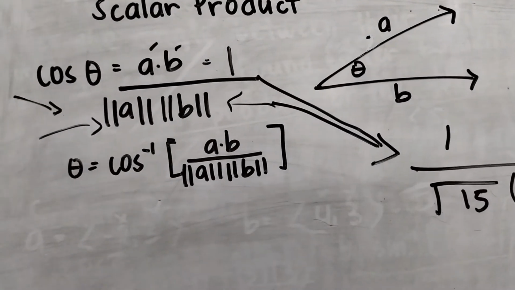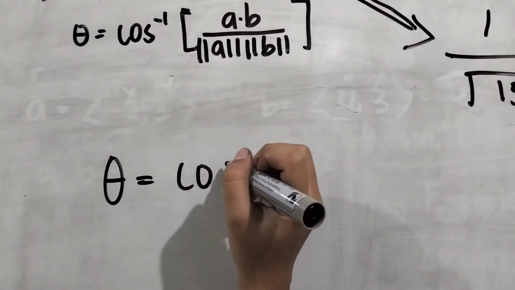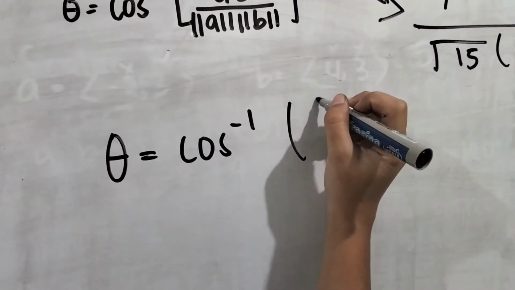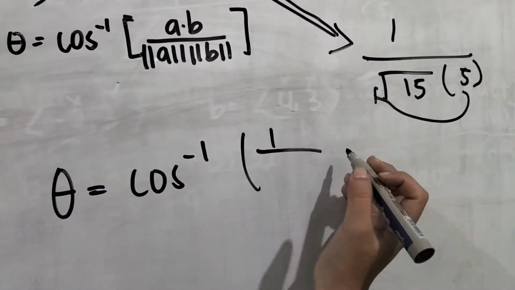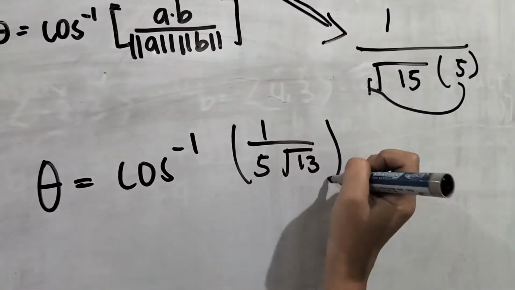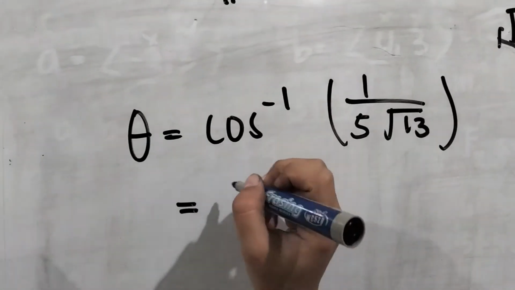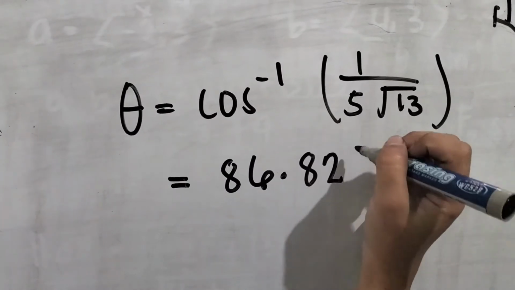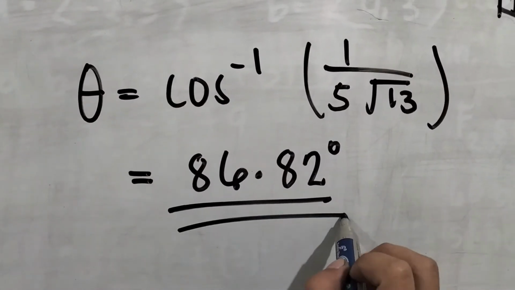So that we can solve for the angle theta, we will use this formula, cosine inverse of 1 over, let's just put this into here, 5 times square root of 13. It's just the same. So use a calculator, then you'll find this answer: 86.82 degrees. So this is the final answer.